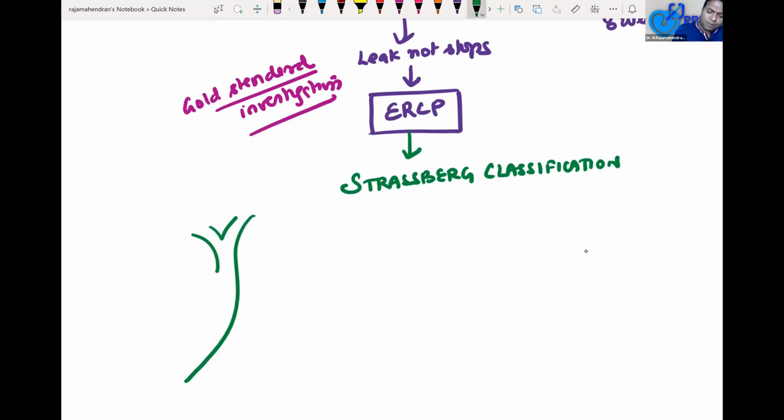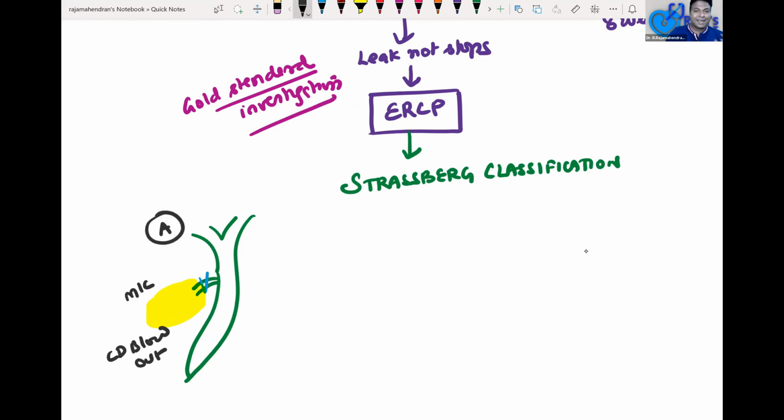The most common cause of bile duct injury is this. Cystic duct, I have put a clip. No, this clip will fall down and the bile will leak. This is the most common injury, cystic duct blowout. That is type A Strasberg. Type A Strasberg is leak from the cystic duct, and cystic duct blowout has happened.